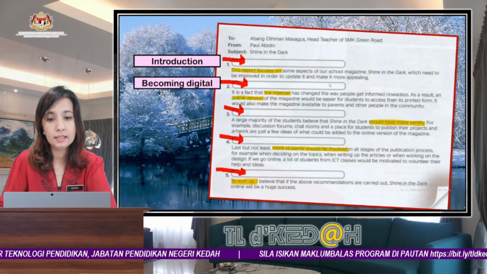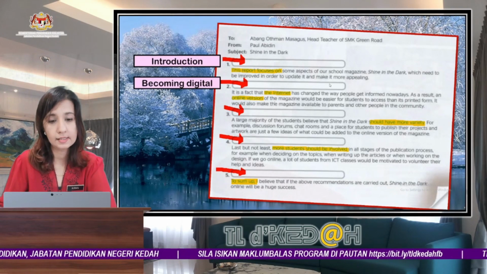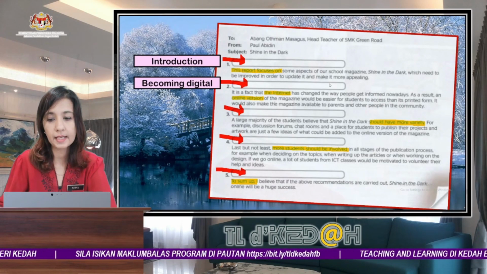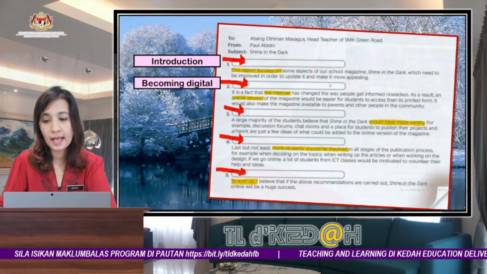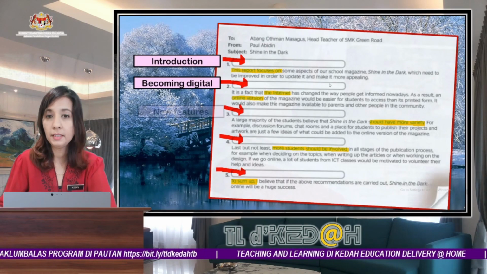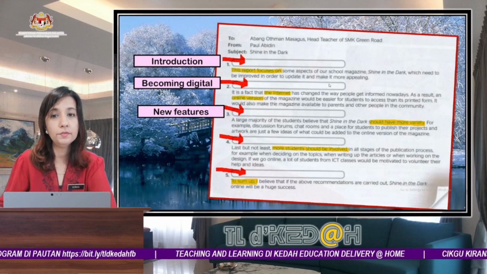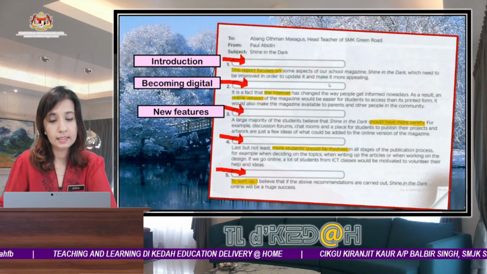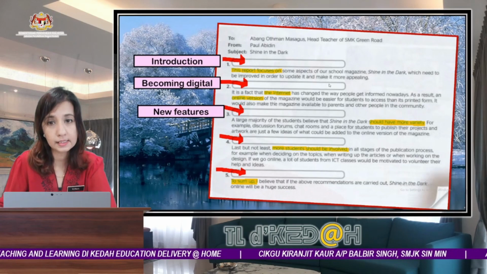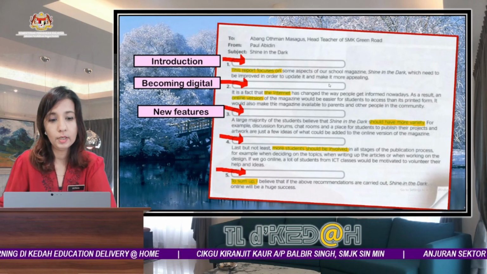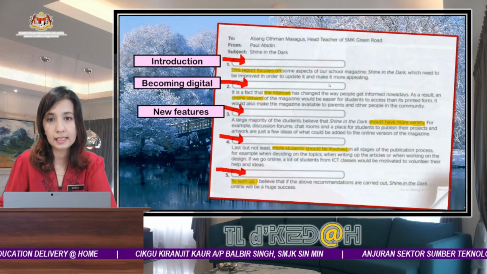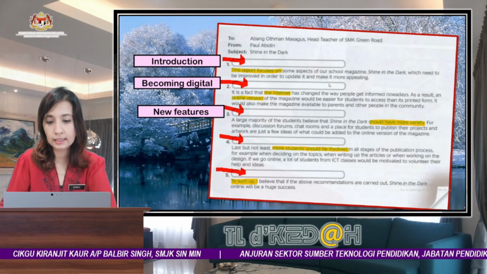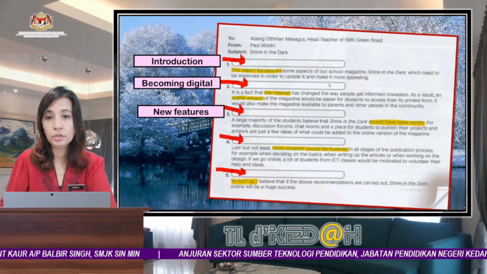Okay. We have magazines nowadays, right? Okay. The third one, a large majority of the students believe that Shine in the Dark should have more variety. So maybe this one is focusing on new features, new things you can add in your magazine to make your magazine more interesting, more appealing to readers, appealing, interesting, attractive. Okay. Fourth one, last but not least, most students should be involved.